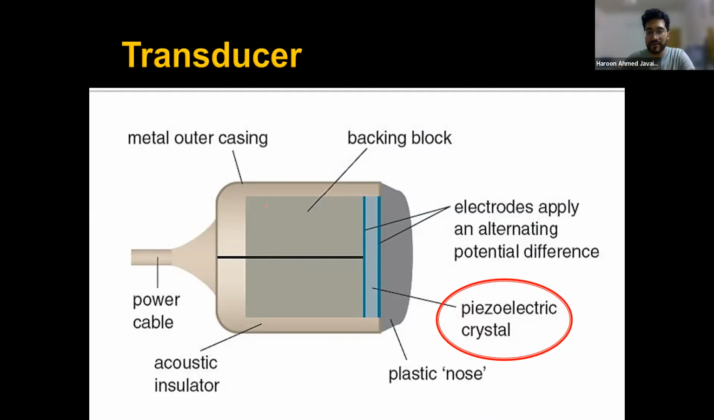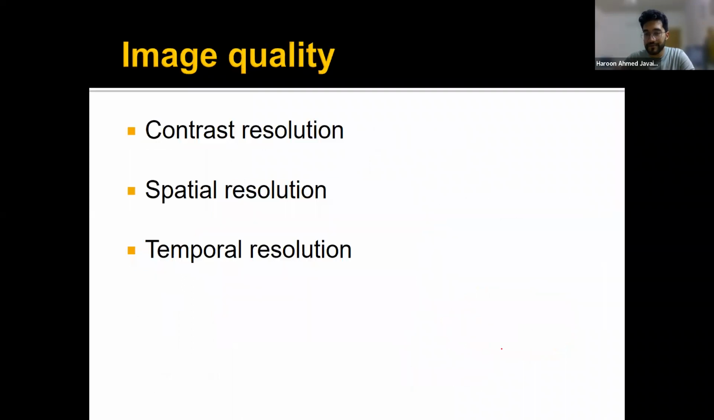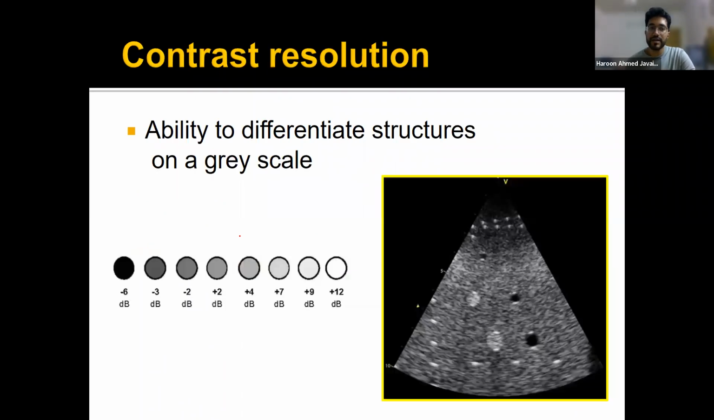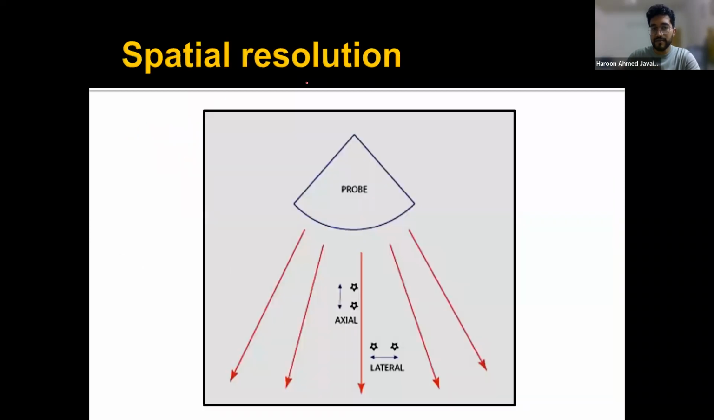Okay, so these are the parts of a transducer, cool to know. This is the power cable where the electricity comes in. There's an insulator, and this is the important stuff, the piezoelectric crystal. Okay, so now moving on, we have again image quality. 3 types of resolution. So contrast resolution, basically the ability to detect different structures at different shades of gray.